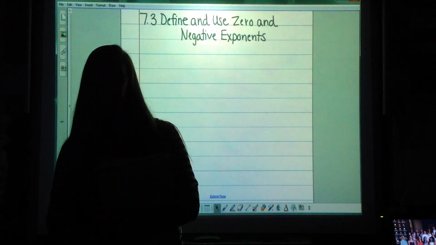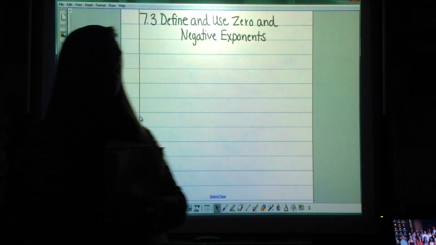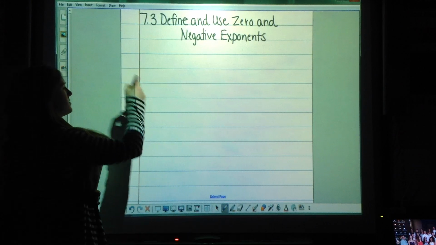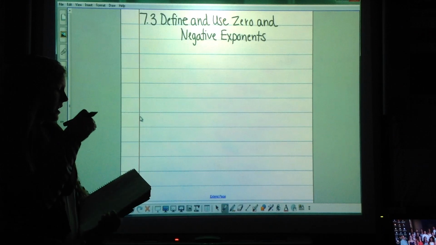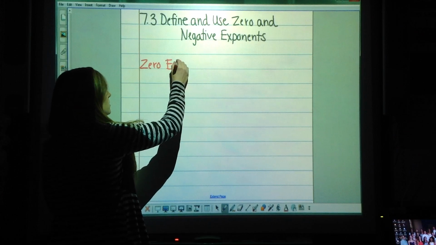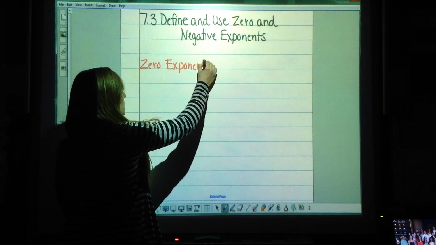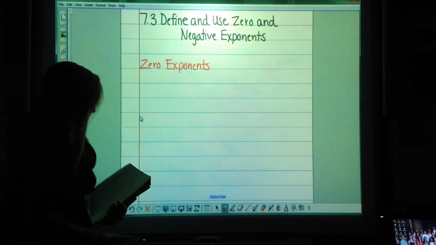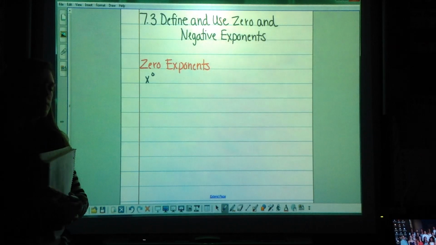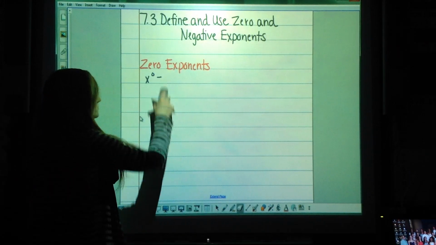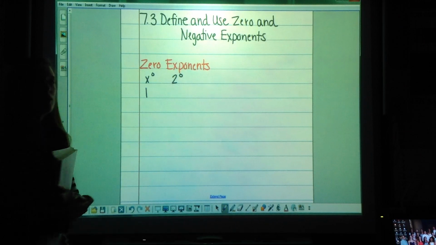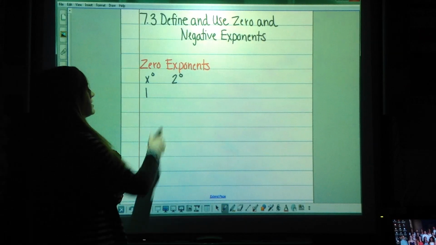We're going to continue this chapter by learning two new rules with exponents. The first rule is for exponents that have a zero, or variables that have a zero for the exponent. It's called zero exponents. If you have a base with an exponent of 0, your answer is always going to be 1.